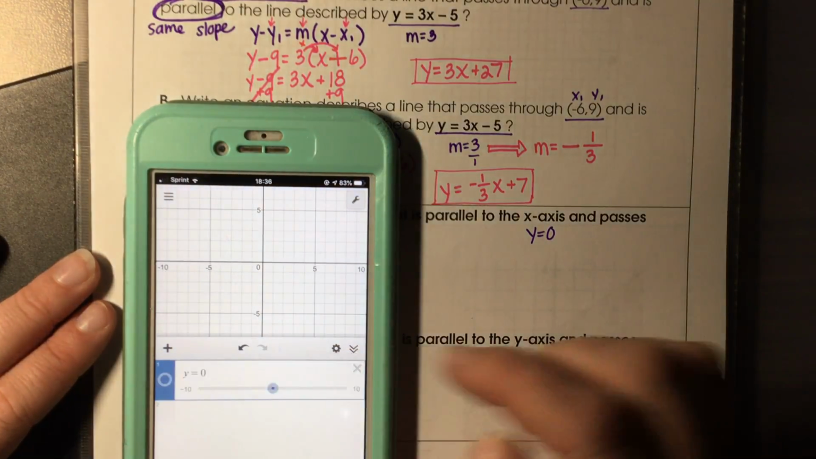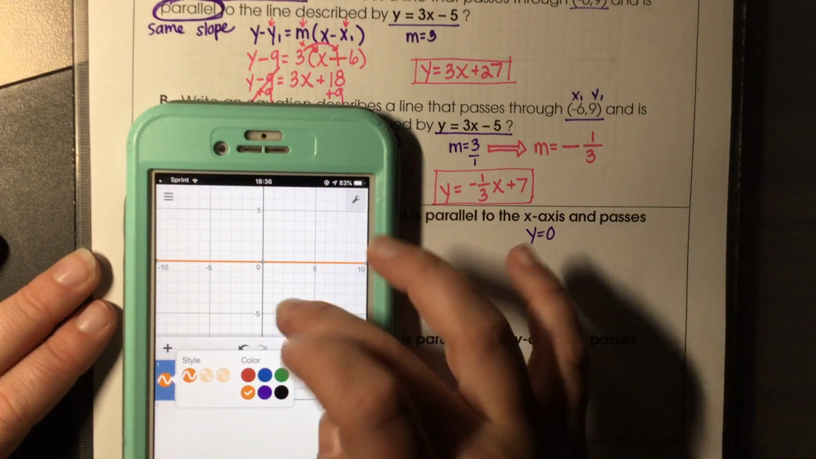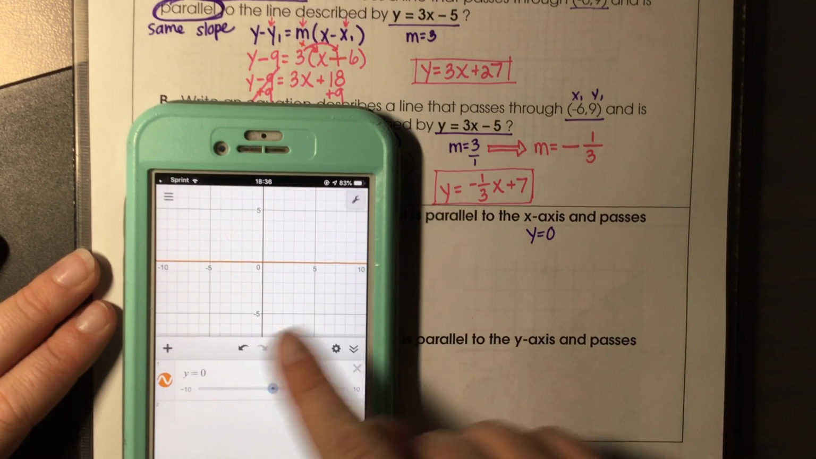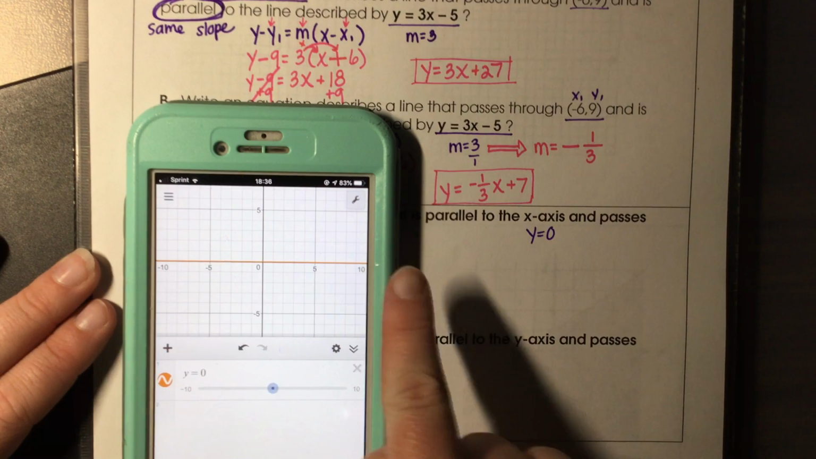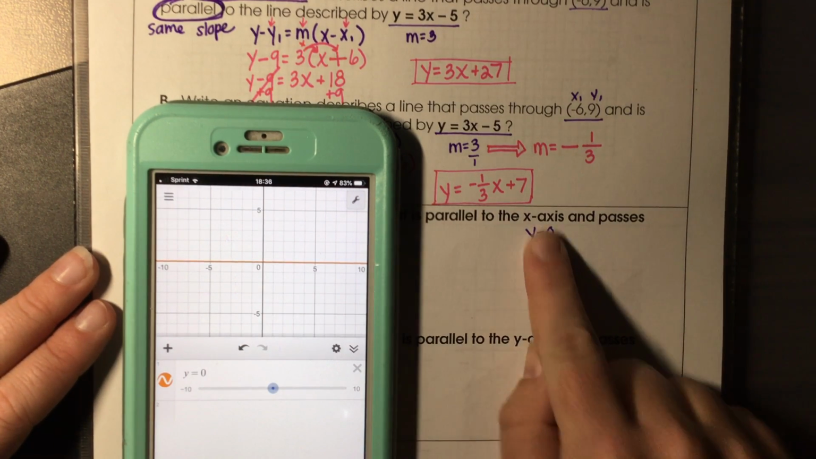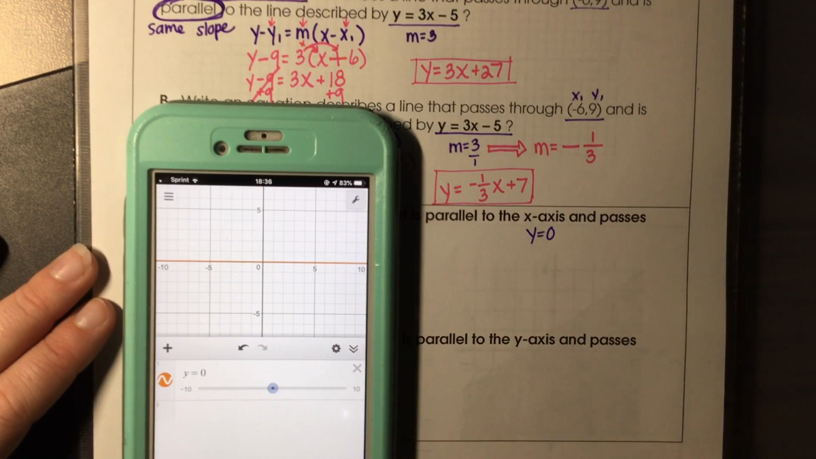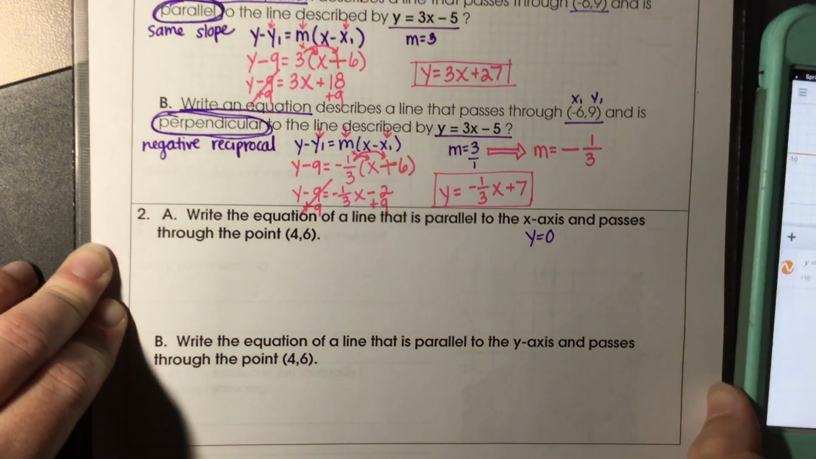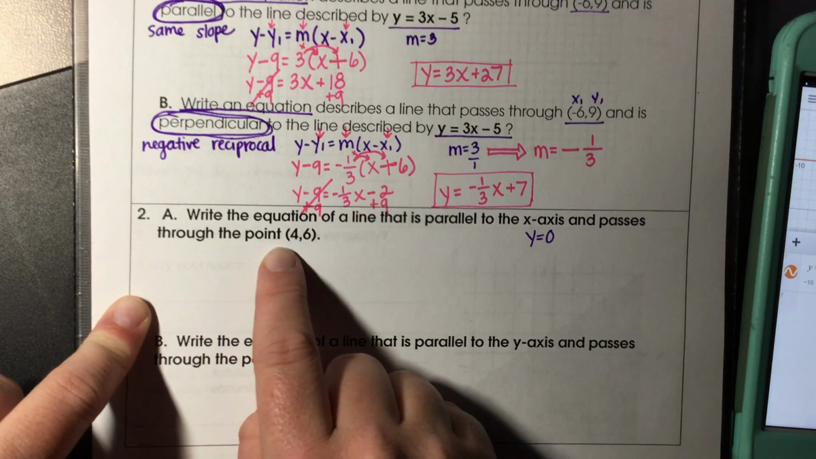I'm going to change that color for you real quick if it's going to let me. All right, there we go. That orange line now represents my x-axis. It's that horizontal line there. So I know that I'm talking about y equals 0. That's what it showed me here. So it says that is parallel and passes through the point 4, 6.